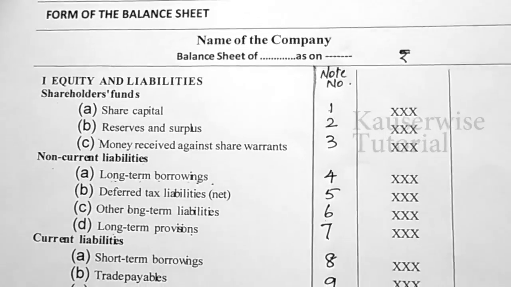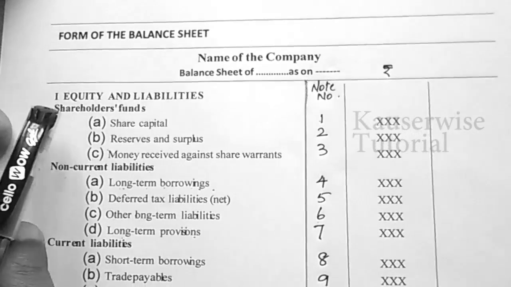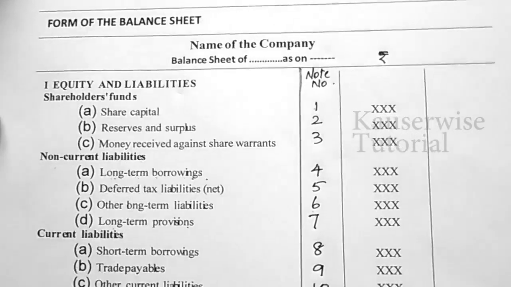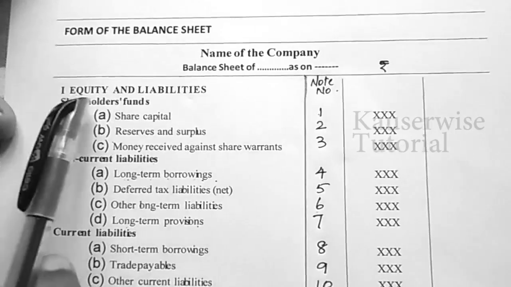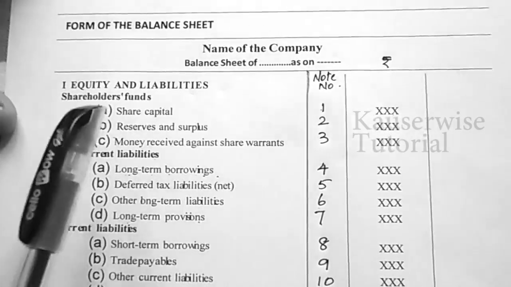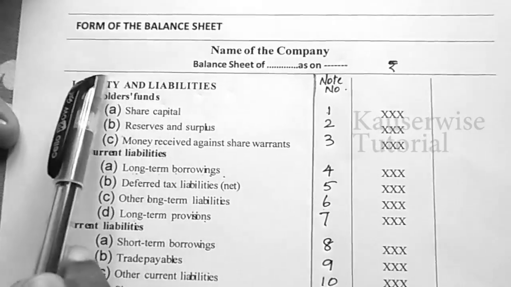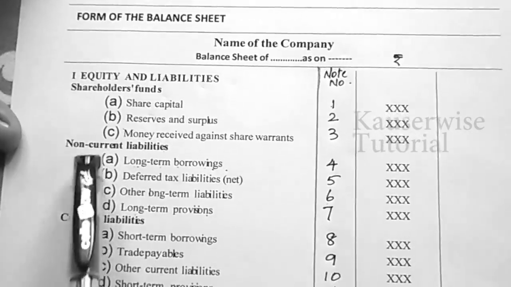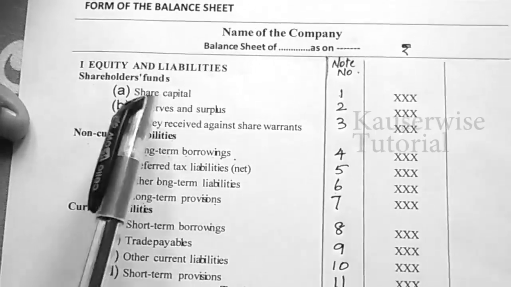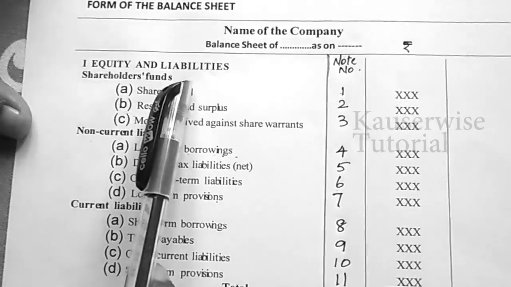The balance sheet consists of two things. First one is equity and liabilities, and second one assets. The equity and liabilities are again divided into three components. First one, shareholder fund, which is called as equity, and all other two things are called as liabilities. First one is shareholders fund.